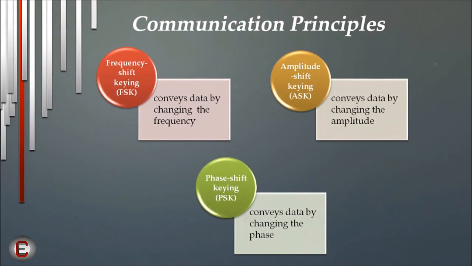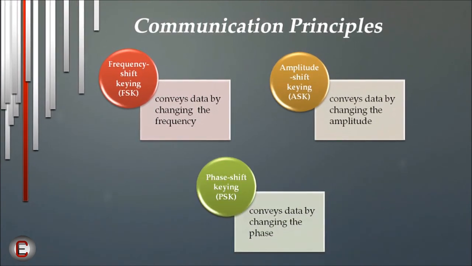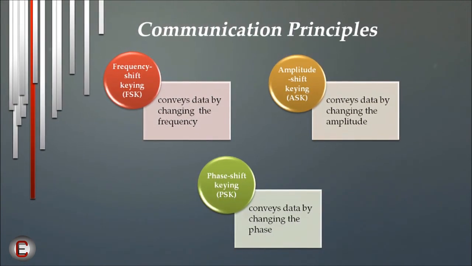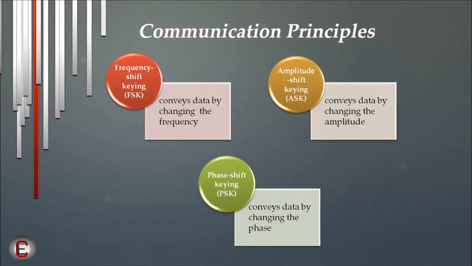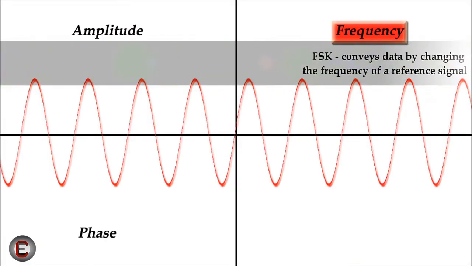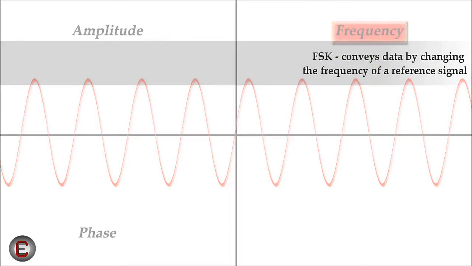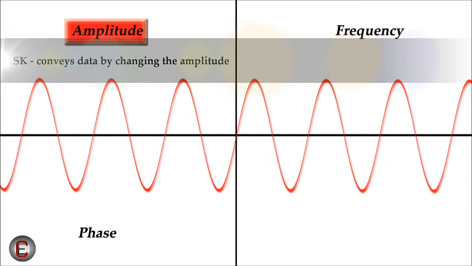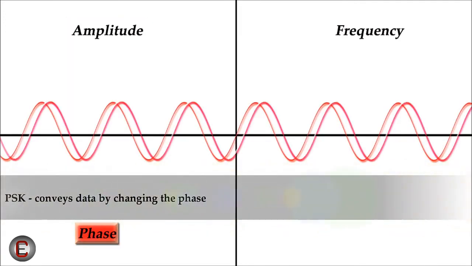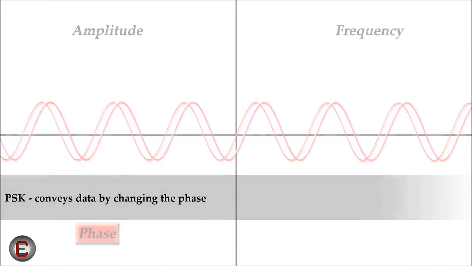Let us consider something that we use very frequently, Bluetooth. This uses phase shift keying to exchange information between devices. So what are these keying methods? Frequency shift keying is a digital modulation scheme that conveys data by changing the frequency of a reference signal. Amplitude shift keying, on the other hand, is another digital modulation scheme that conveys data by changing the amplitude. Phase shift keying is a digital modulation scheme that conveys data by changing the phase.